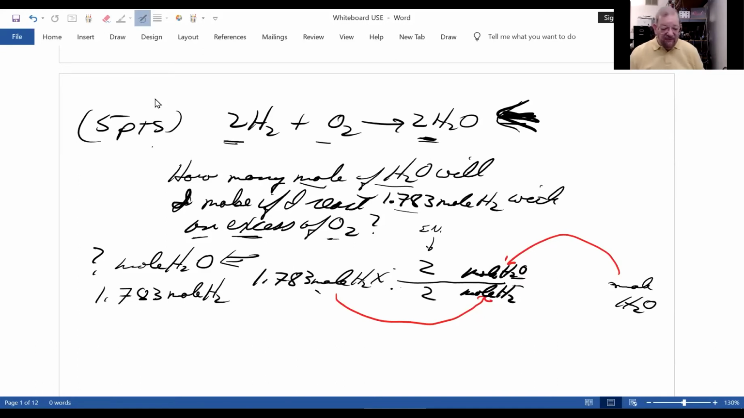And before I pick up my calculator, remember moles of hydrogen divided by moles of hydrogen, anything divided by itself equals the number 1 because it cancels out. I'm left with the correct units. And now I'm going to go to my calculator. No, I'm not. 2 divided by 2 is 1. So the answer here is 1.783. Now, remember, since these are exact numbers, you don't use those in determining significant figures. This has 4. Your answer better have 4.